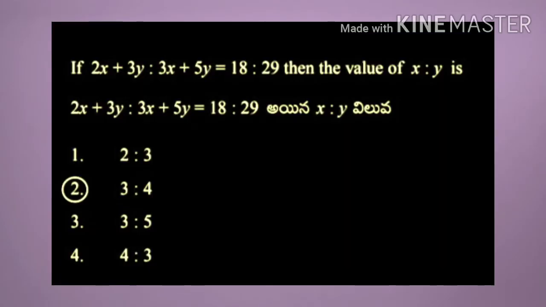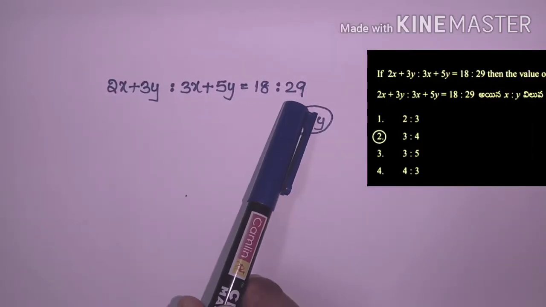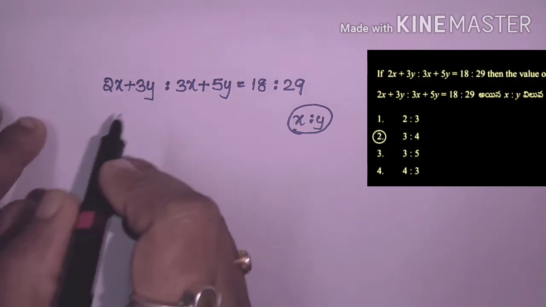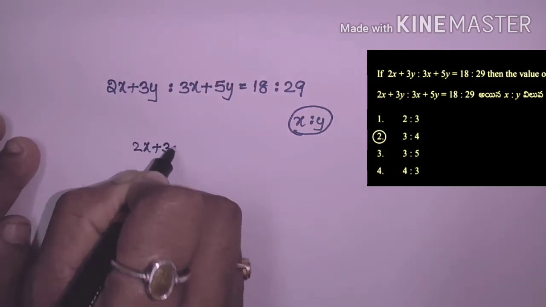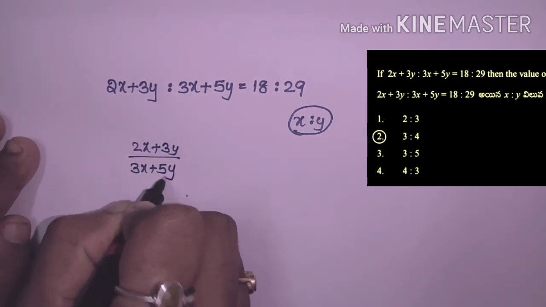Problem: 2x plus 3y is to 3x plus 5y is equal to 18 is to 29. Then the value of x is to y is? The options are 2 is to 3, 3 is to 4, 3 is to 5 and 4 is to 3. So in the next step we write this equation as (2x plus 3y) by (3x plus 5y) is equal to 18 by 29.